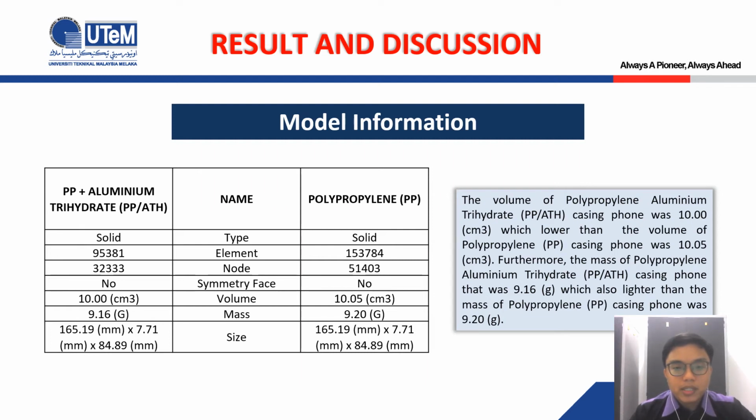For model information, as we can see in the table, I will highlight the volume. The polypropylene aluminum trihydrate gas-inform volume was 10 cm3, which is lower than the volume of the polypropylene gas-inform, 10.05 cm3. Furthermore, the mass of the polypropylene aluminum trihydrate gas-inform was 9.16 gram, which is also lighter than the mass of the polypropylene gas-inform, 9.20 gram.